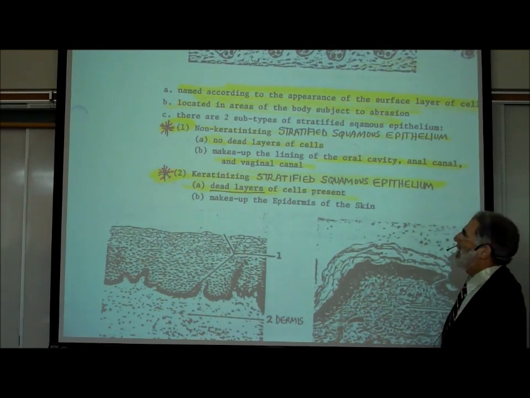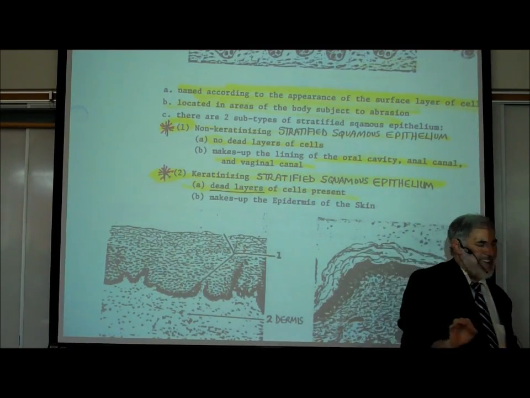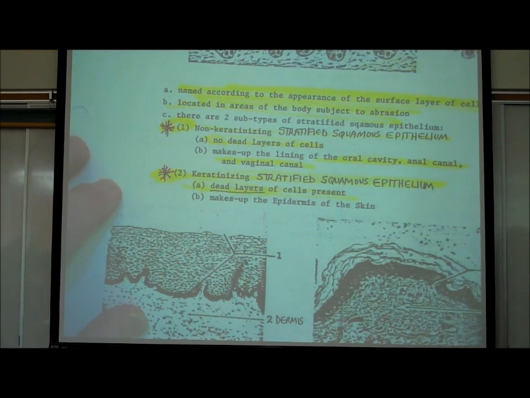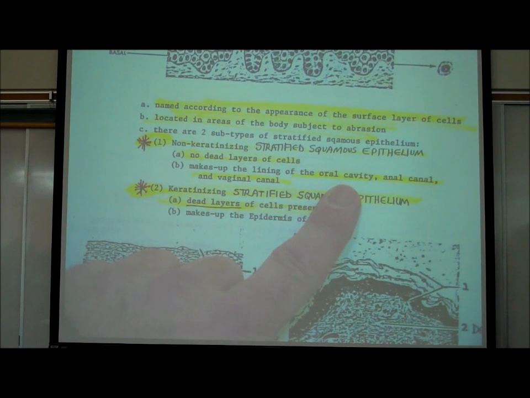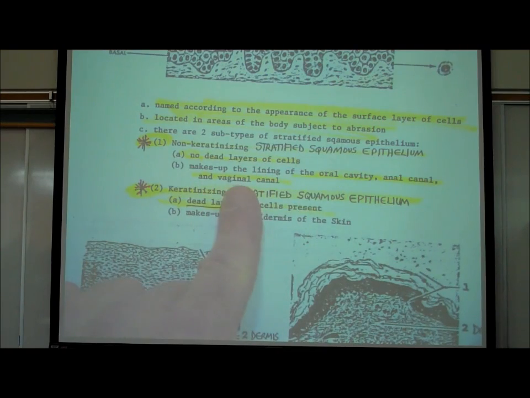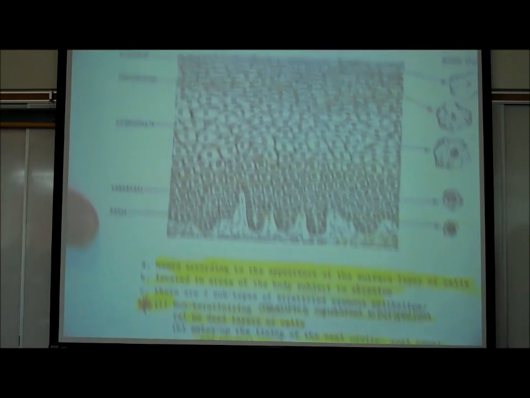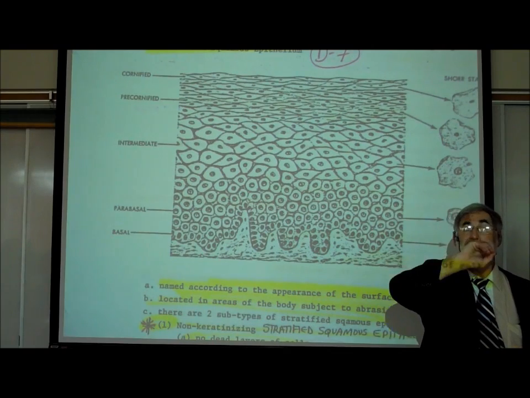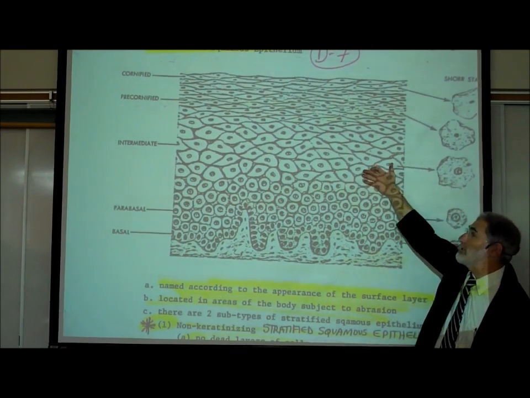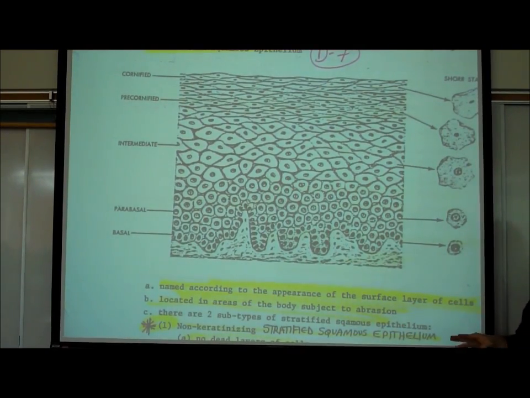Let's start with the non-keratinizing. The non-keratinizing is called that because there are no dead cells. They're all alive. And this is the type of tissue that makes up the inner lining of your oral cavity. You'd say, what's that? The inside of your mouth. Also the inside of the anal canal and the vaginal canal. So I'm touching the inside of my cheek. The inside of my cheek is made up of this tissue. It is made up of non-keratinizing stratified squamous epithelium.